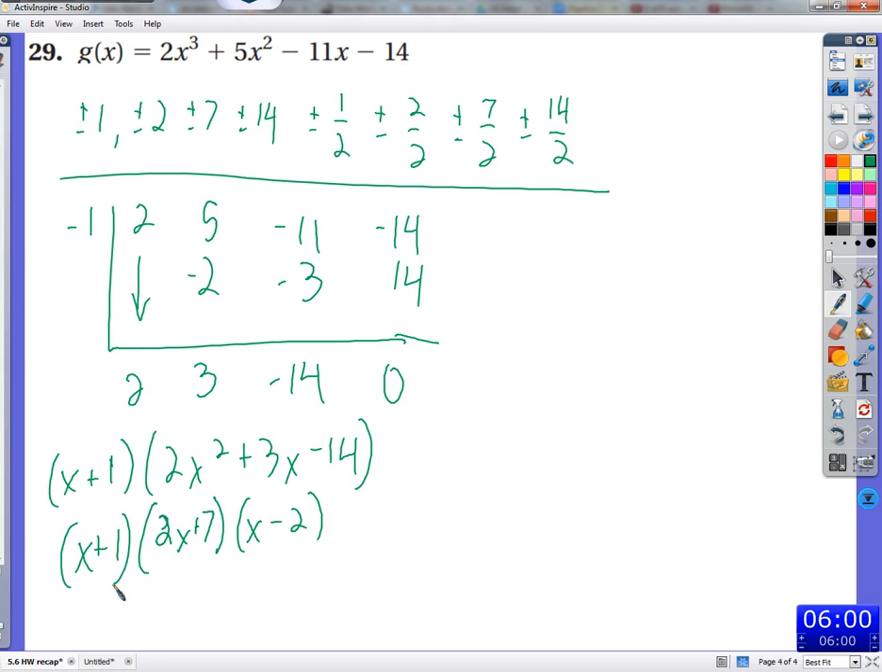Right? Okay. Keep in mind, what we're trying to do here is find the zeros. What does it mean if something is a zero? What's a zero? It makes it equal to zero. So we put it in for x, and it gives us zero as the output. Okay? So this would come out to be equal to zero, and we set each of these equal to zero and solve for x.